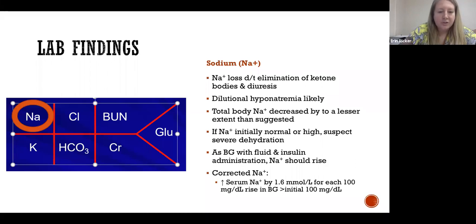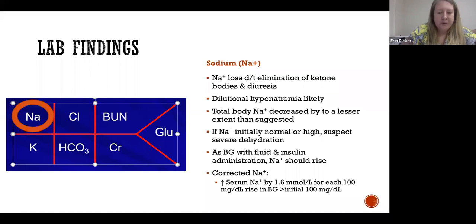And that occurs because your glucose is so high that it's pulling excess fluid into your bloodstream. So your sodium looks lower than it actually is. Your total body sodium, therefore, is decreased by a lesser extent than what's suggested by your labs. If your sodium is initially high or normal, then you're going to worry that this patient might be more severely dehydrated than another patient who presents with lower sodium.